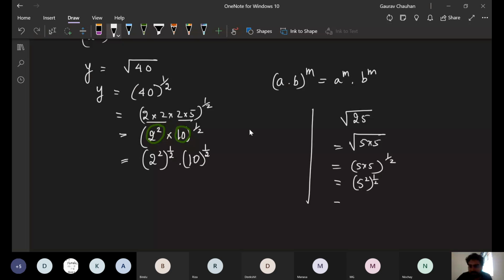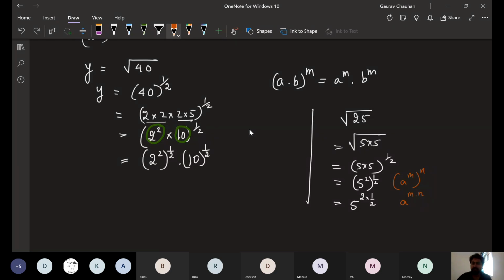Can someone tell me how this will play out? This is of the form a to the power m whole to the power n. How will I write this one? MG is raising his hand. Go ahead, MG. How do you think I'll write the 5 thing? Sir, 5 power 2 into 1 by 2. Perfect, MG. 2 into 1 by 2 will become what? It's coming because this is nothing but a raised to the power m into n.